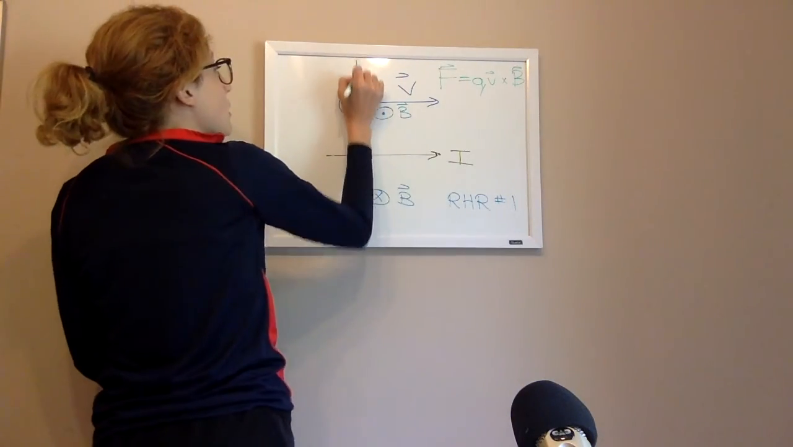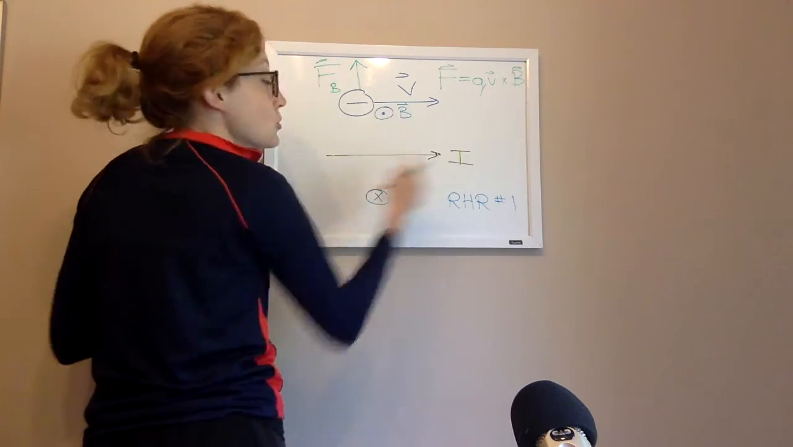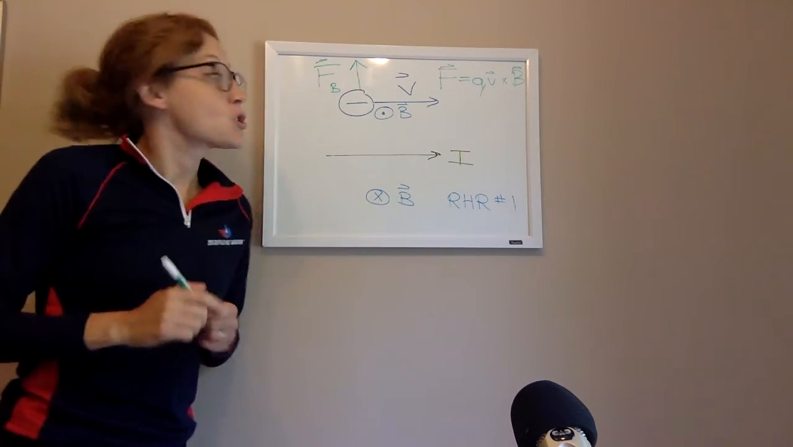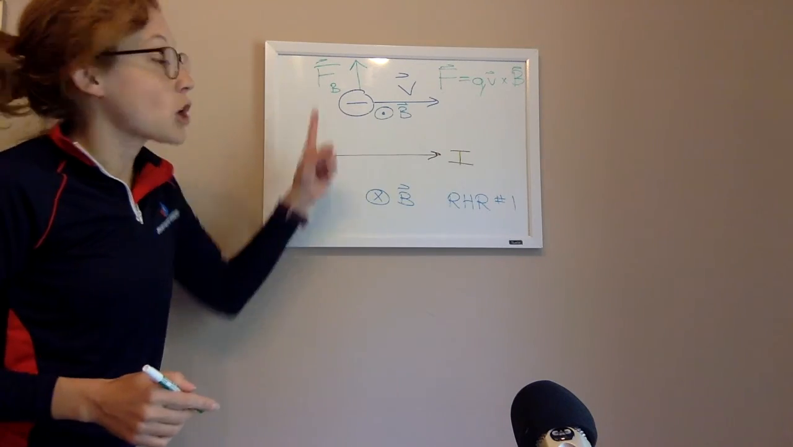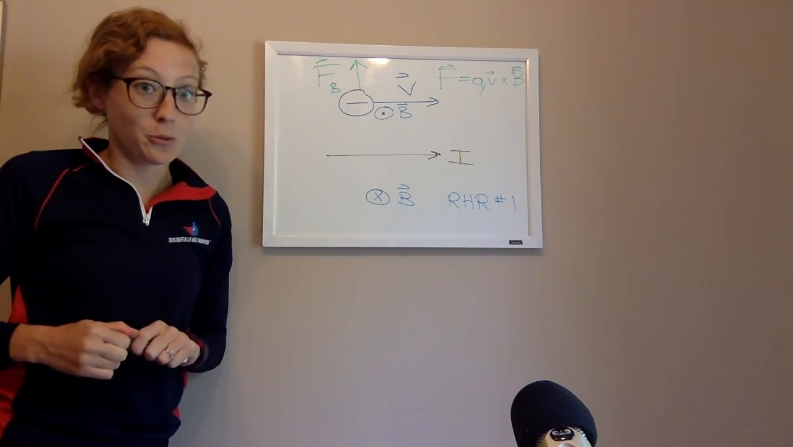So here, the force from the magnetic field due to this current carrying wire is going to be felt by this negative charge as pushing it up. So that's how the right-hand rule works.